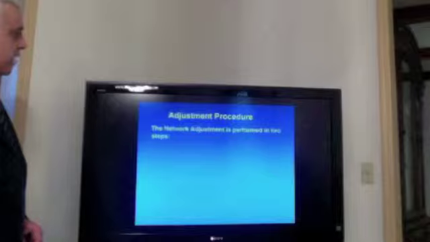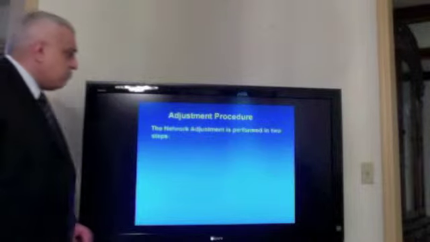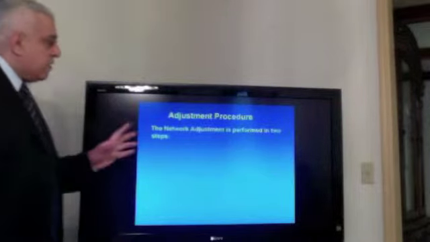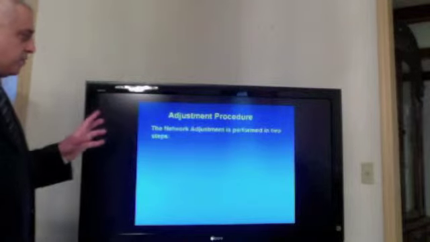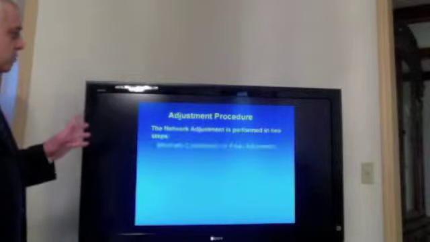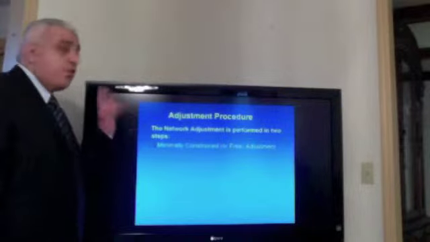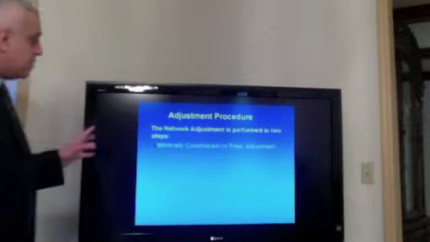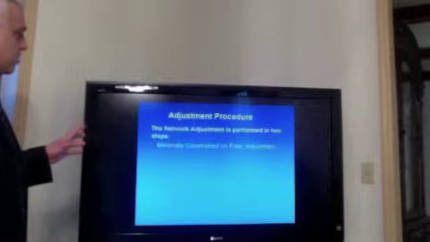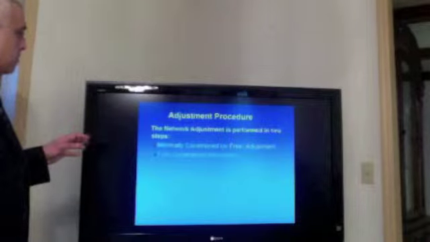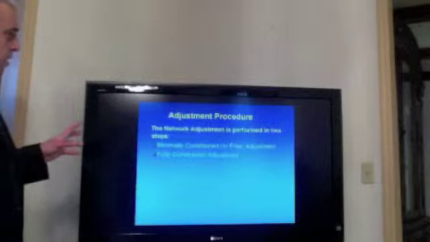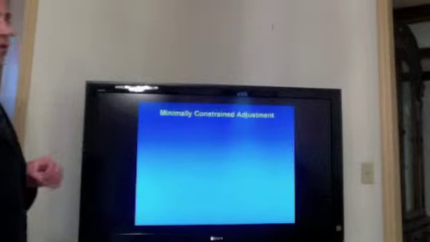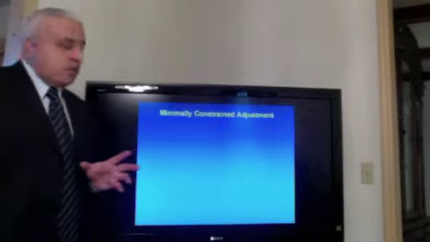In principle, we can divide the adjustment procedure into 2 main steps. The first one, we call it the free adjustment or minimally constrained adjustment. And the second one is the fully constrained adjustment. Let us talk first about the minimally constrained adjustment.